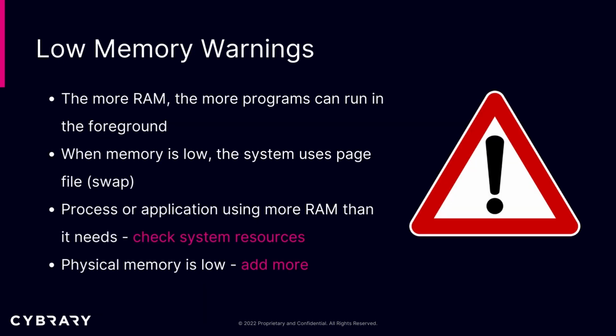Low memory warnings. Random access memory, or RAM, is the computer's physical memory. The more RAM you physically have installed on a computer, the more items you can have running in the foreground of the operating system. Now, if you run out of physical memory, or RAM, then processes that are in the background or minimized will be loaded into the page file. Now, the page file is space on the hard drive. This is called paging, and it is totally normal to have a certain amount of paging happening during normal activity.